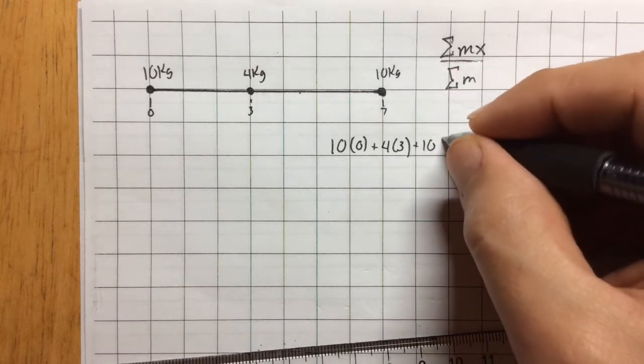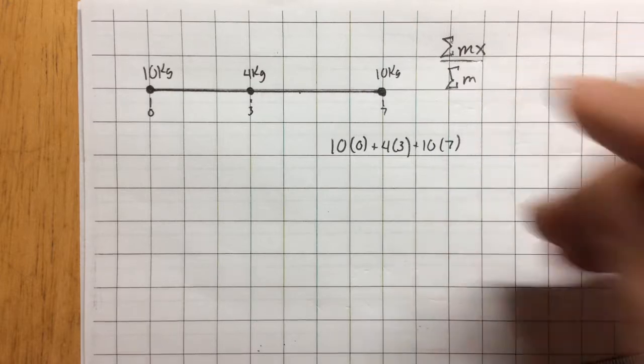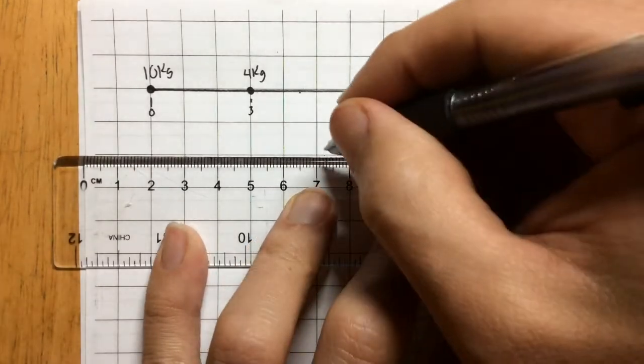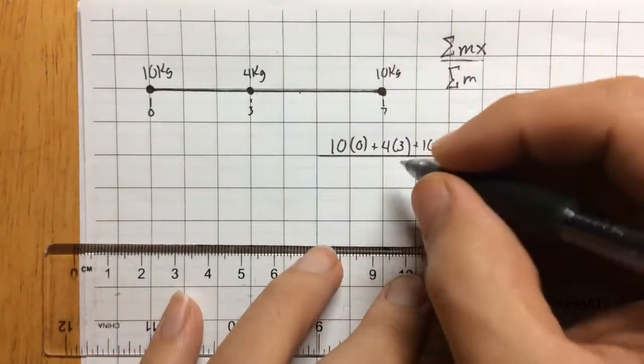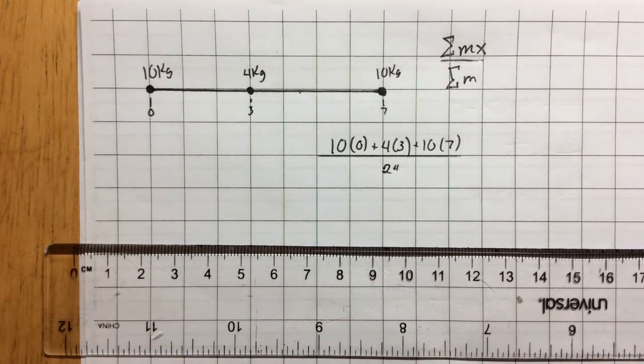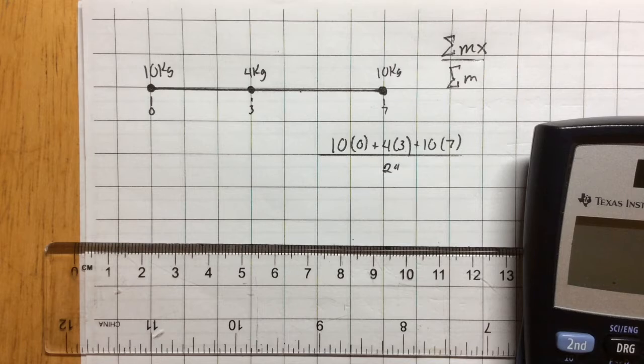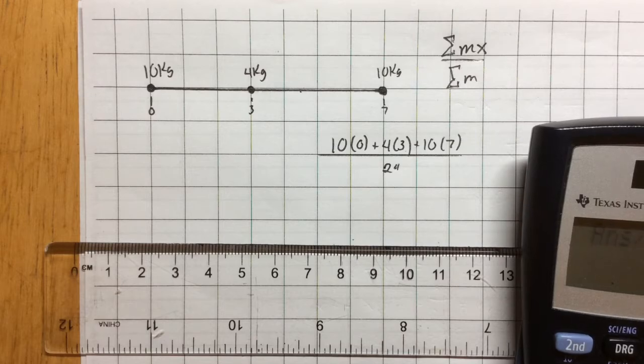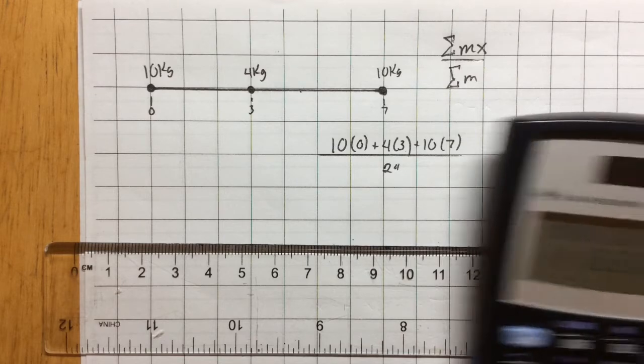10 times 7. Thank you. And we're going to divide all that by the total mass, which is going to be 24. If you rip out your calculator, 10 times 0 is nothing, so we just have 4 times 3, which is 12, plus 70, divided by a total of 24. I get an answer of 3.42.